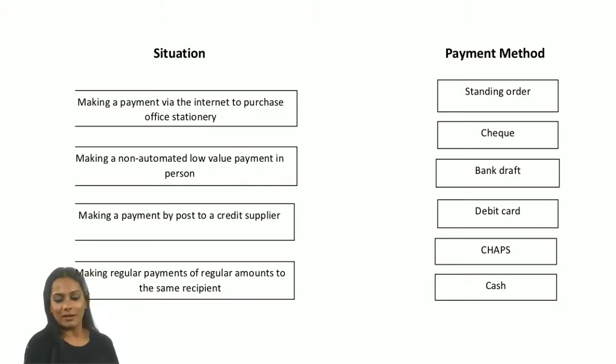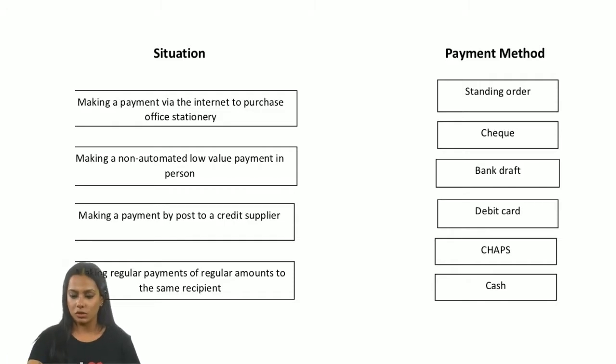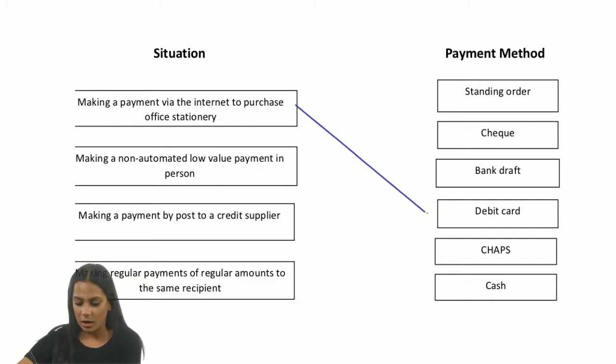So looking at the payment method, we've got 1, 2, 3, 4, 5, 6 methods. Standing order, cheque, a bank draft, a debit card, CHAPS, or cash. Okay? So from your studies, you should be able to understand the different types of method here. And you make sure that you understand which would be best suitable for a certain situation. And that's the examiner testing us here. Can we match the situation to the payment method? If you're going to be buying goods online, especially immaterial things like office stationery, we can say that a debit card would be most suitable.